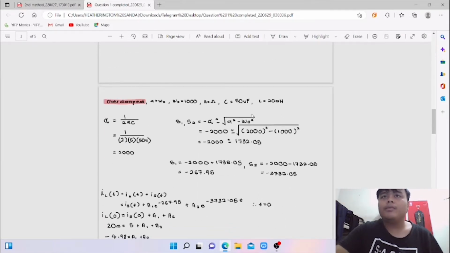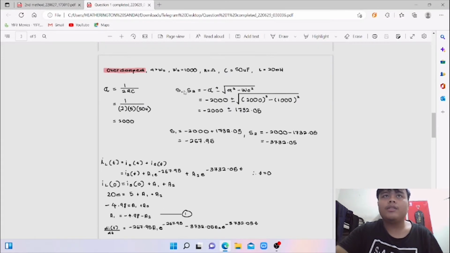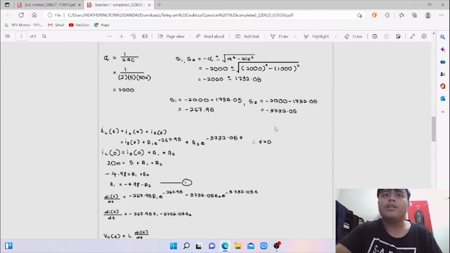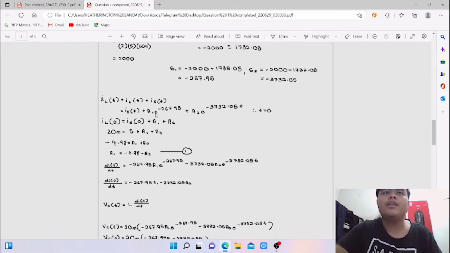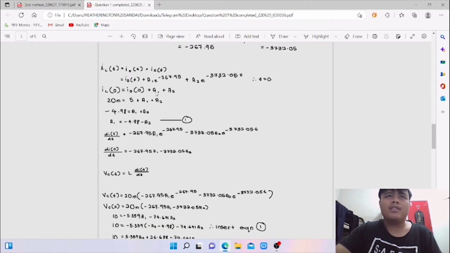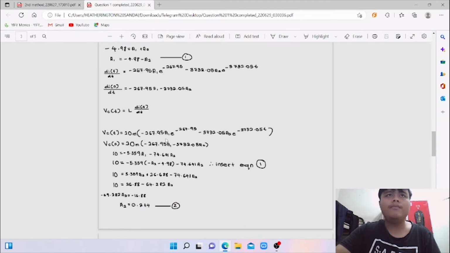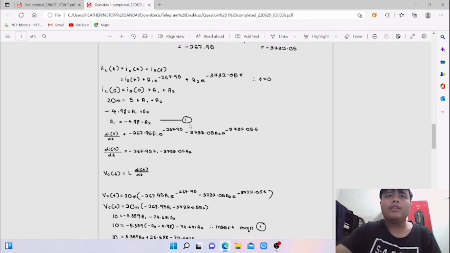This is the inductor, so that S1, S2. Because this is positive, we call it positive in the square root. So we can calculate S1 and S2 here and then change it here. The exponent answer is A2. And then let this be equation 1.